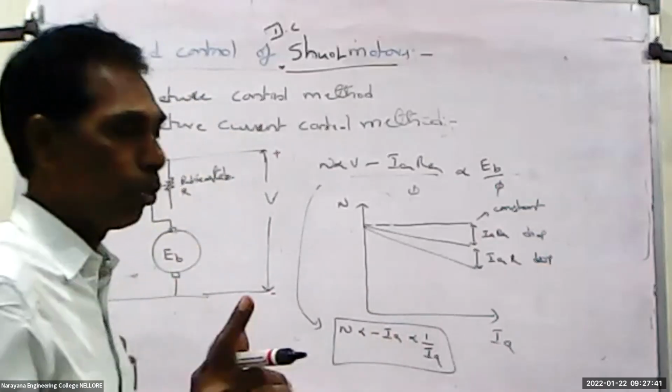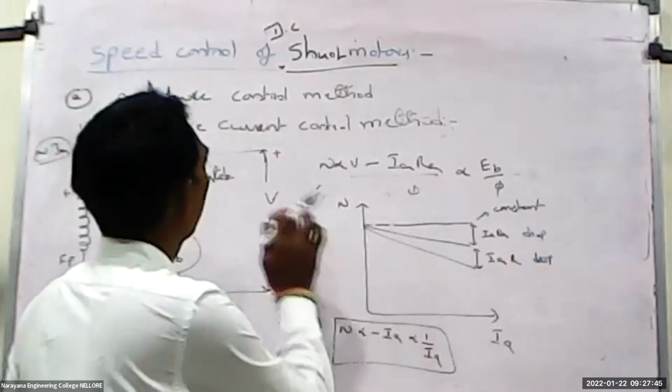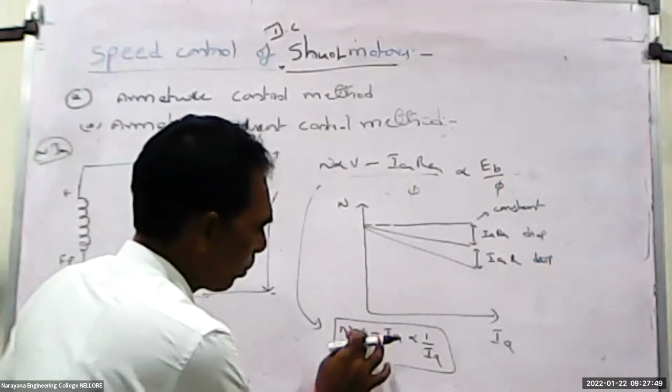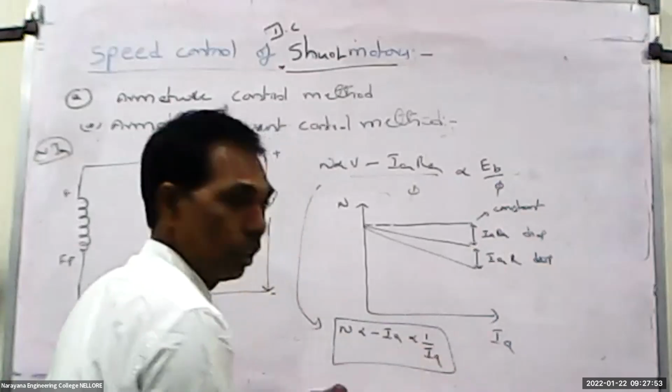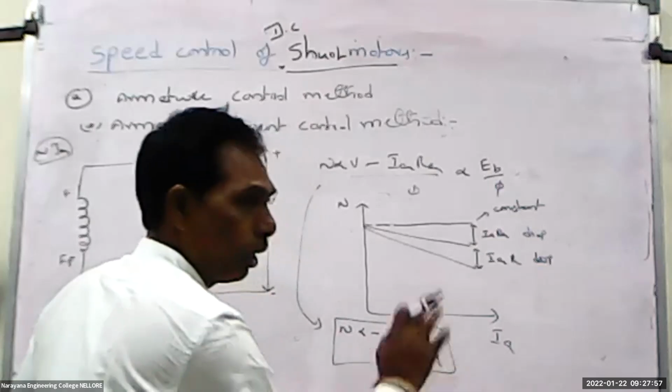Previously I explained this diagram; this is for only this one. So N is proportional to minus Ia, that is proportional to 1 by Ia. So here N is inversely proportional to Ia.